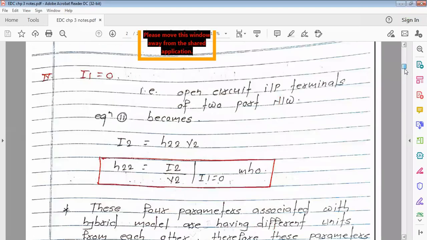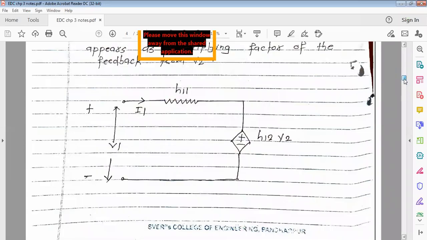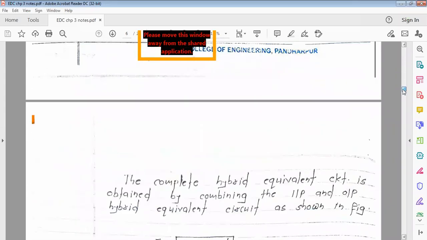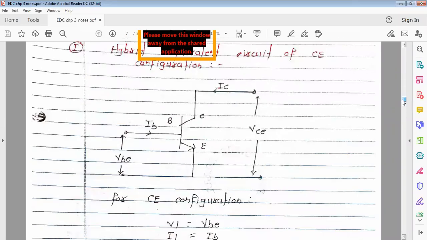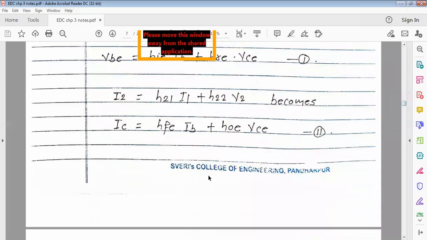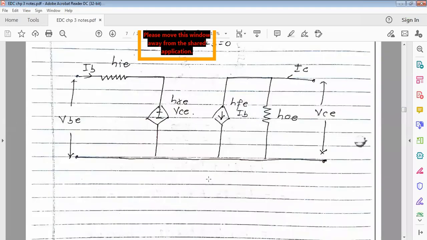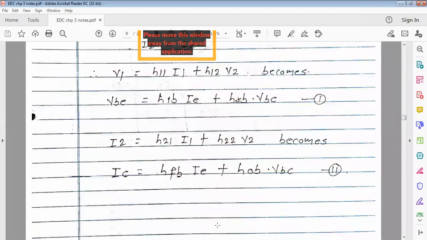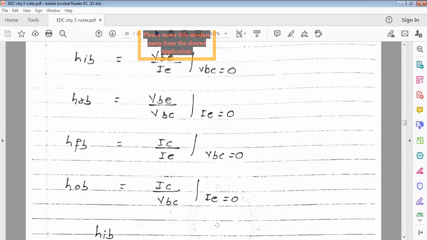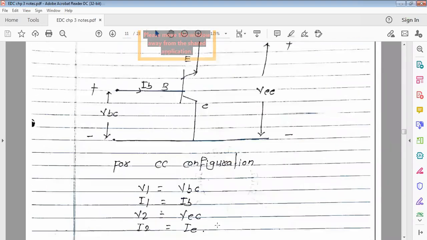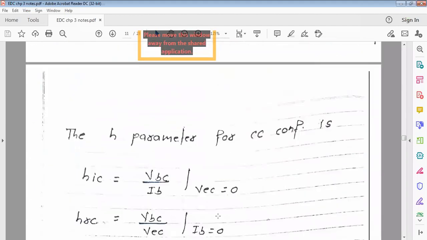As we know, a transistor works under three basic configurations: common base, common emitter, common collector. So how to find out the hybrid model for that? Up to yesterday's lecture we have covered this much. In today's lecture we are focusing on how to find the different parameters of the particular transistor. There are four main parameters actually.